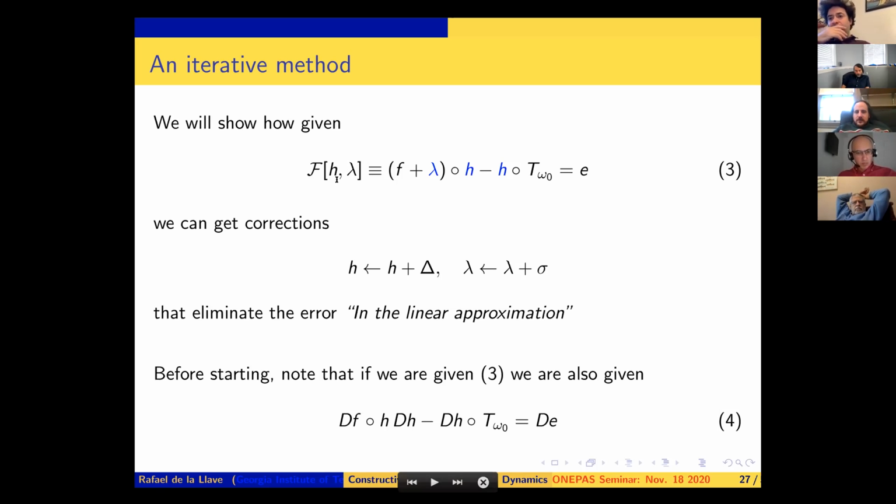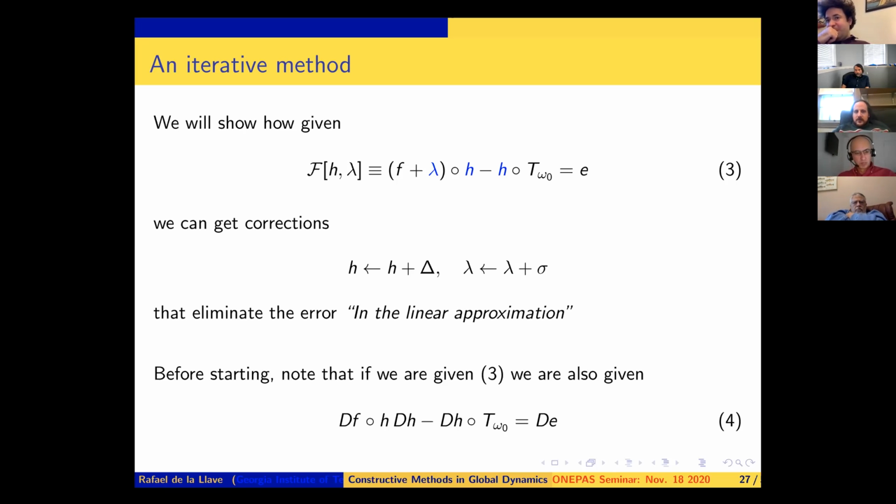There are two unknowns that I have to determine, and I have an approximate solution, which is E. Then you try to get corrections that kill the error a little bit better, and this is what you do in the Newton equation. Before I start, if you give me that f plus lambda is small, then you also have to give me this other thing, which is what I obtained by taking 3 and taking derivatives of 3.